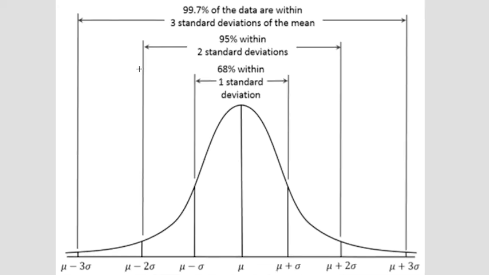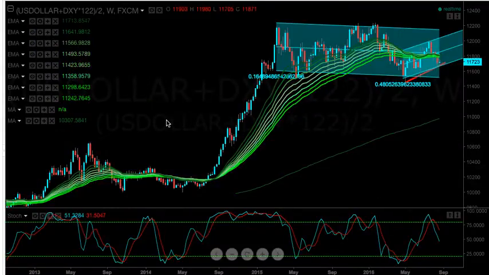So you can apply it to markets also. Most of the time, 95% of the price action will stay within 2 standard deviations. And of course, price can go beyond 2 standard deviations. I've seen moves when we had the flash crash. I think the 30-year or maybe even the 10-year moved 6 standard deviations.